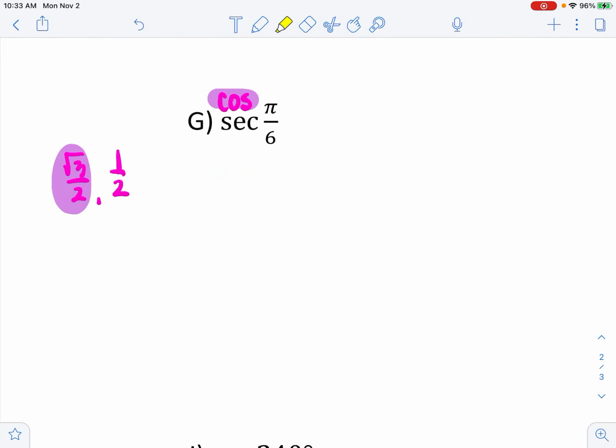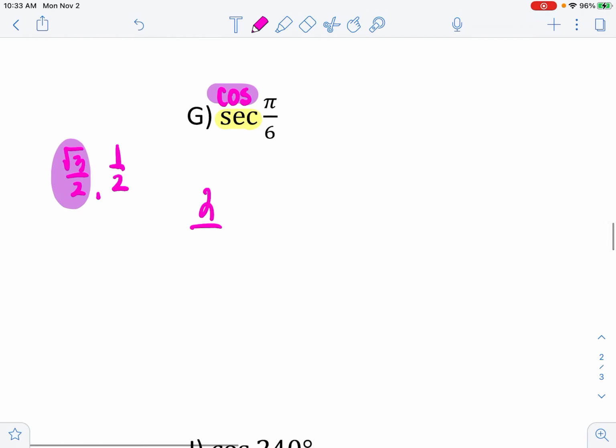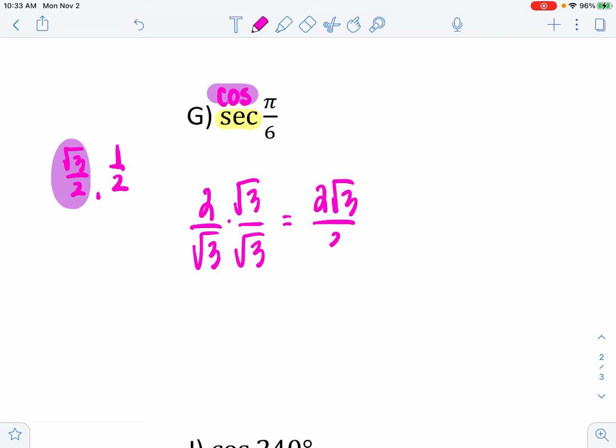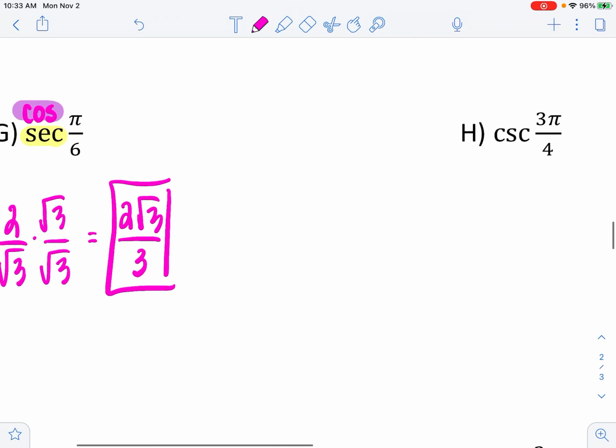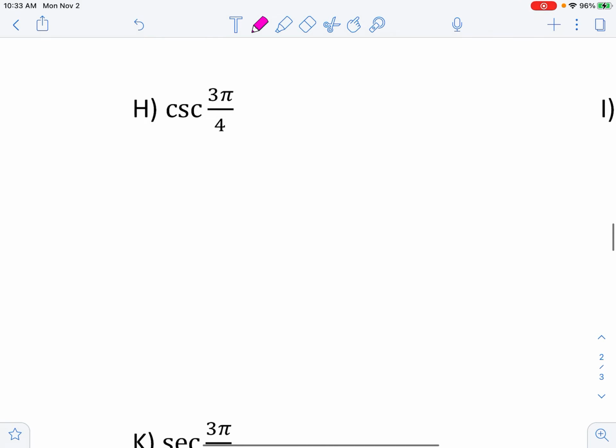So I know that the cosine is the x value, but I want the secant, which is the reciprocal. So I need the reciprocal of that, which is 2/√3. And then we have to rationalize by multiplying by √3/√3. And we get 2√3/3.